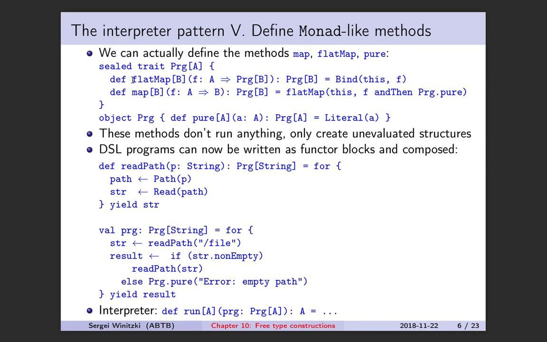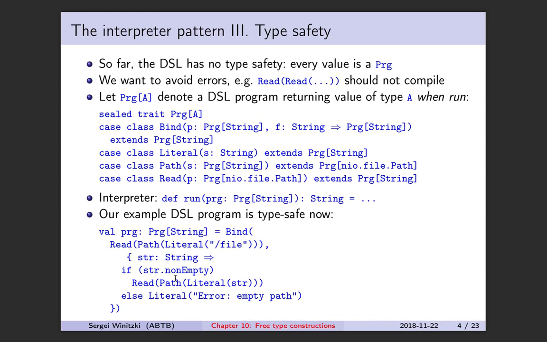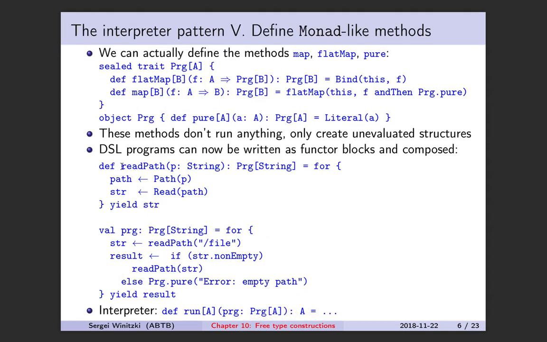The advantage of actually defining flat map, map, and pure is that we can write DSL programs as functor blocks, and we can compose them very easily. So, for example, if you look at the previous program, we have a bit of a repetition here. We have this read path literal, which we're using twice. So how can we reuse that? Well, very easily. We make a function that returns a string-valued program like this.